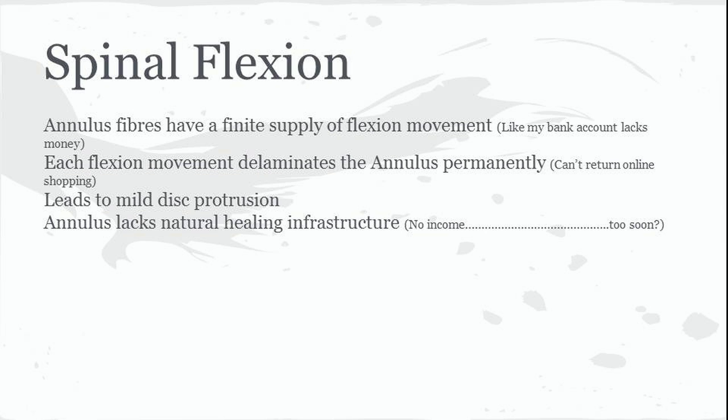Unfortunately, research has shown that the collagen fibres of each annulus fibrosus can tolerate only a finite supply of movement per disc, and each flexion movement will slowly delaminate these fibres, thus beginning the first step of degeneration, a disc protrusion. To make matters worse, the intervertebral disc itself lacks vascularity and innervation, so healing usually cannot occur naturally.